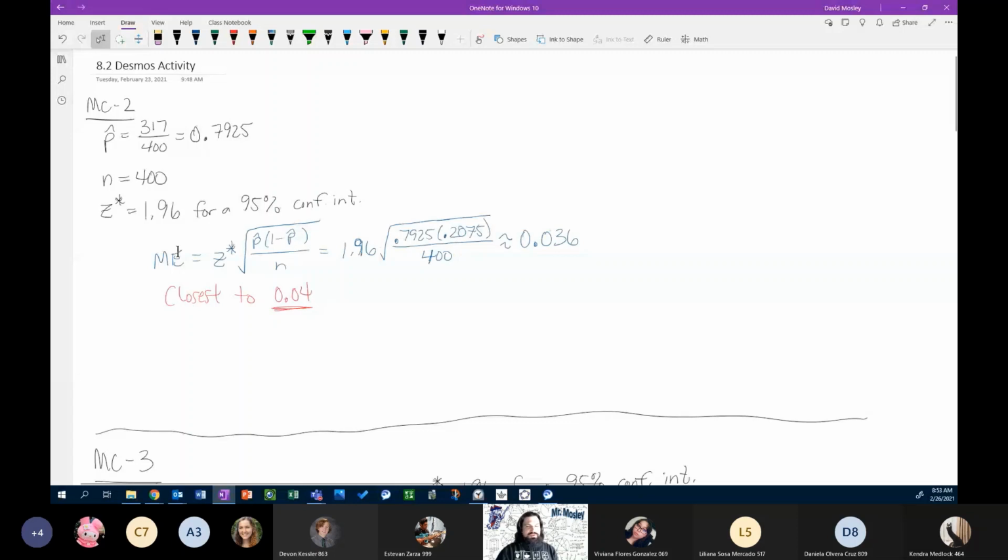Remember, the margin of error is the part of our interval calculation. It's the number we're adding or subtracting to our statistic, right? And that is our critical value times standard error, or critical value times standard deviation, right? Is there anything I can clarify about this calculation and how we got the results we did for multiple choice 2?